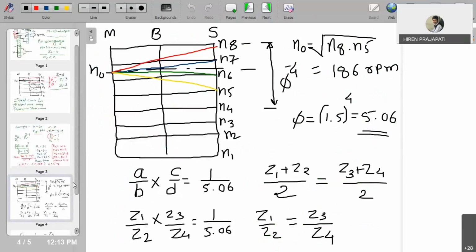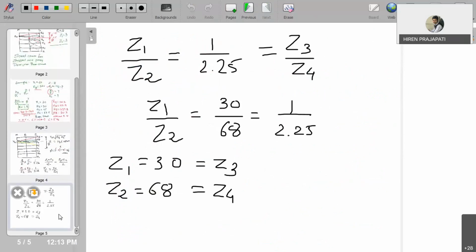So I hope it is clear up to this. If you have any doubt, then you can ask. Is this clear?